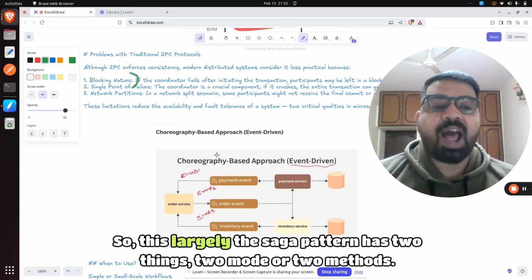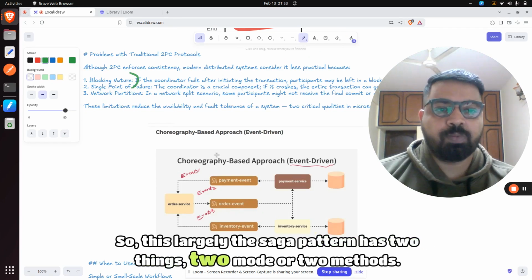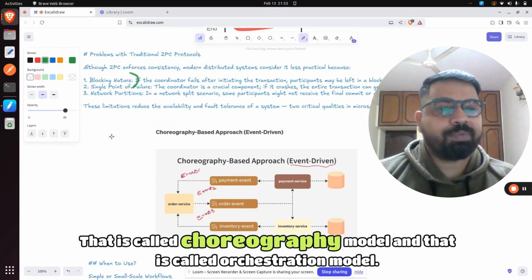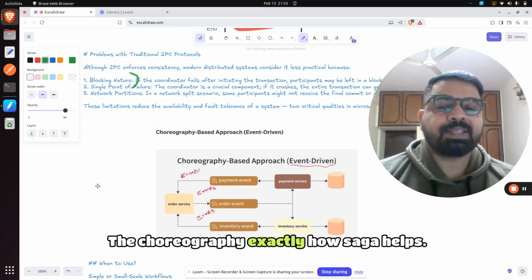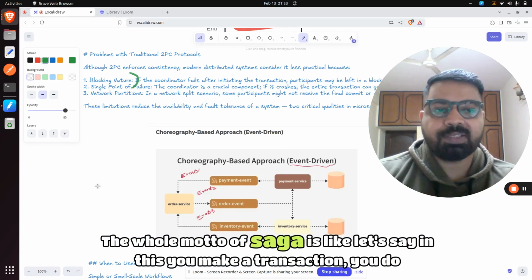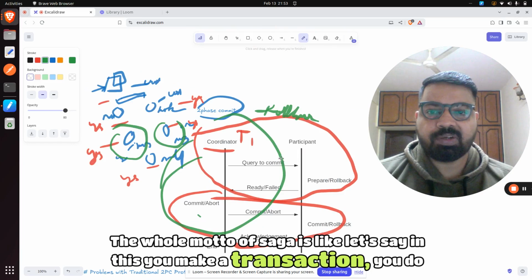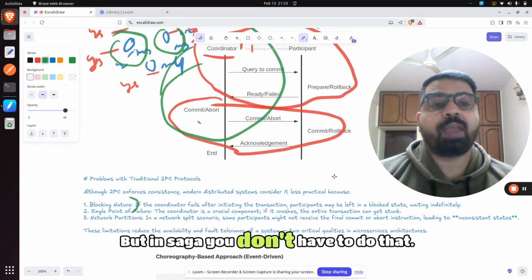So largely, the Saga pattern has two methods of implementation. That's called the choreography model, and that is called the orchestration model. Exactly how does Saga help? The whole motto of Saga is, let's say you make a transaction and you completely roll back the transaction, right? But in Saga, you don't have to do that.